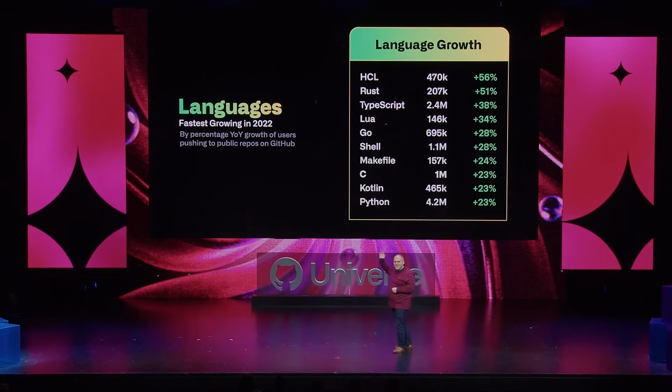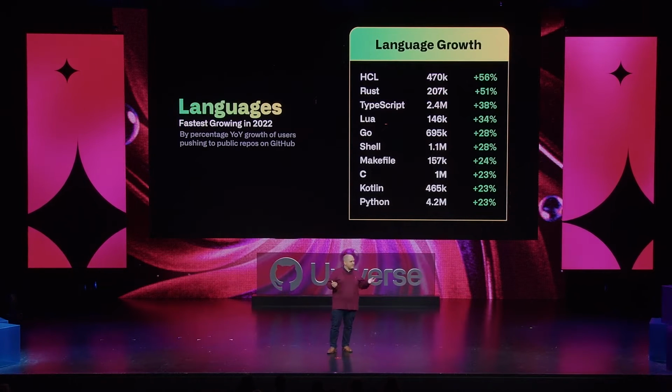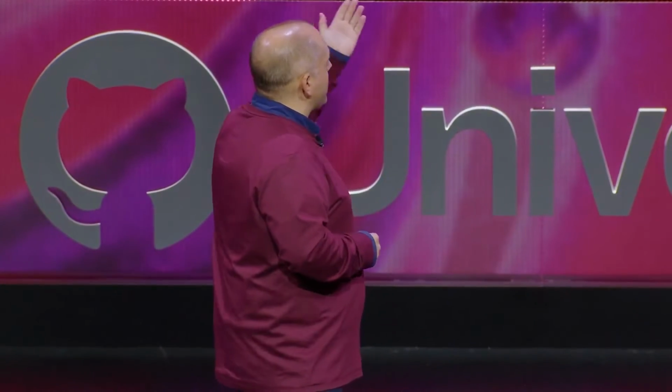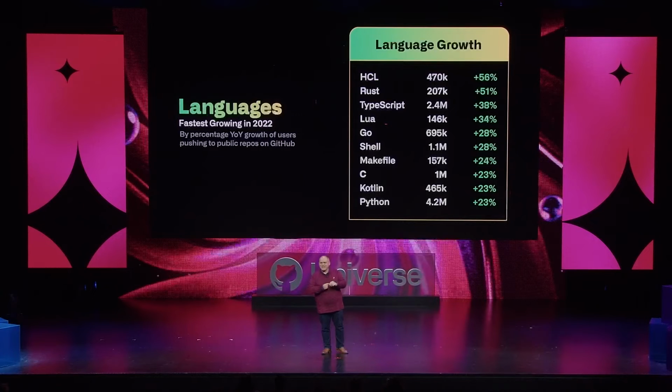HCL. The number one growing language on GitHub right now is HCL. And believe it or not, Shell's there, as I mentioned. 1.1 million, up nearly a third of people. So this isn't pushes. This is the number of people pushing that language to open source repositories on GitHub. Shell, on the list of growth languages in 2022. I know it's been a long week, but yes, 2022.